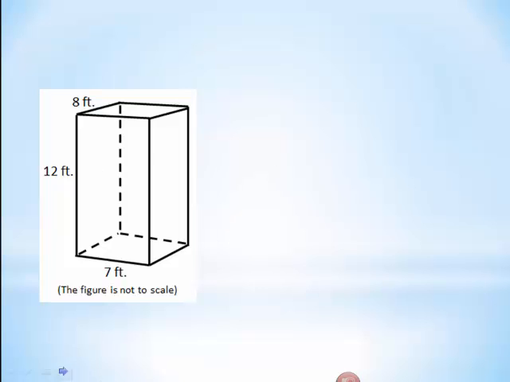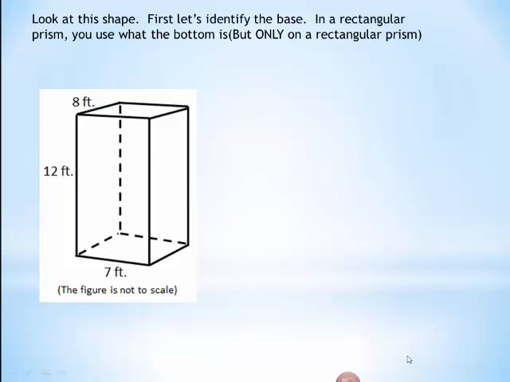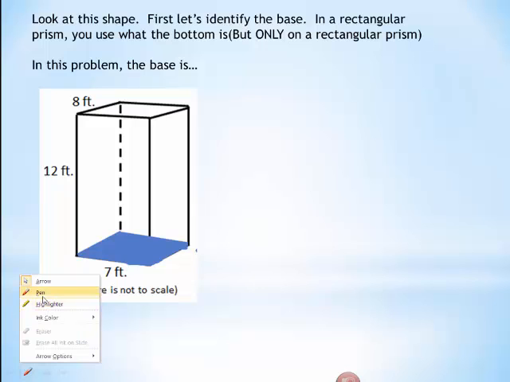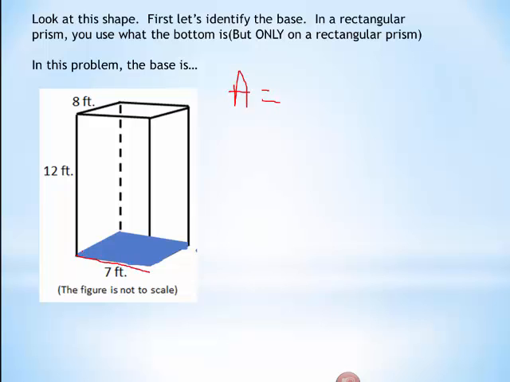Now, this is a three-dimensional shape. We call this a rectangular prism. The first thing we need to do is identify the base. In a rectangular prism, and only a rectangular prism, I want you to use the bottom, or what it's sitting on, as its base. In this problem, the base would be here. So now I want you to find the area of the base. In this problem, the area of the base would be 7 times, what's this measurement here? If you tell me 12, I'm going to scream. 8, so the area would be 7 times 8, which is 56 feet squared.